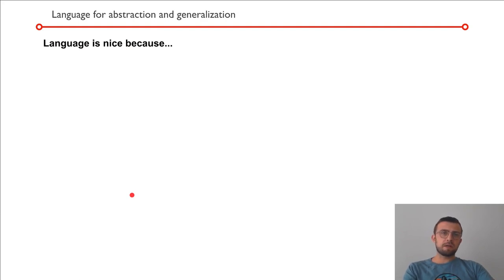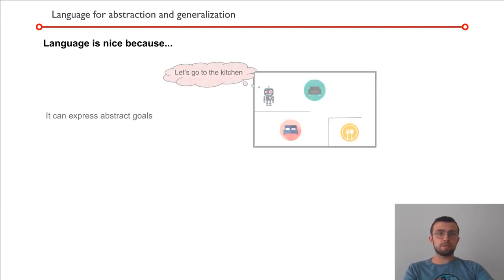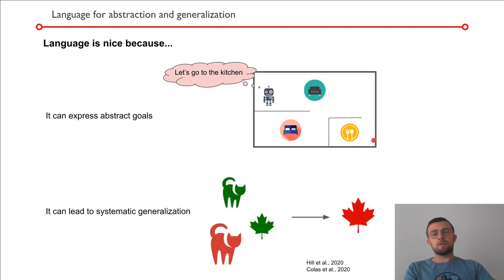Language is nice because we can express abstract goals. It's much more convenient to ask a robot to go to the kitchen than to give it specific GPS coordinates in the kitchen. Also, it enables systematic generalization, as was shown recently in papers.